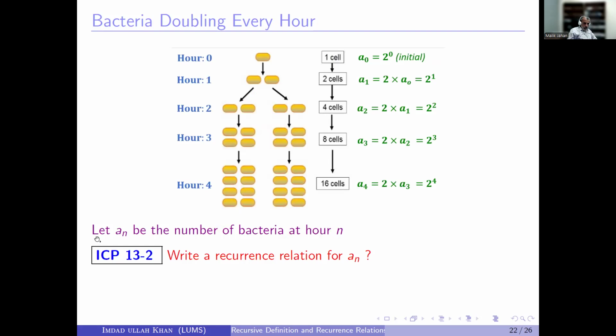So let An be the number of bacteria at hour n. Our task is to write a recurrence relation for An. Every recurrence relation has to have two parts, just like recursion or induction. We need a base case, which means that when n is 0, our answer is 1. When n is 1, it means at the start we had one bacterium, and then it starts doubling, which means twice the number of bacteria of the previous time step.